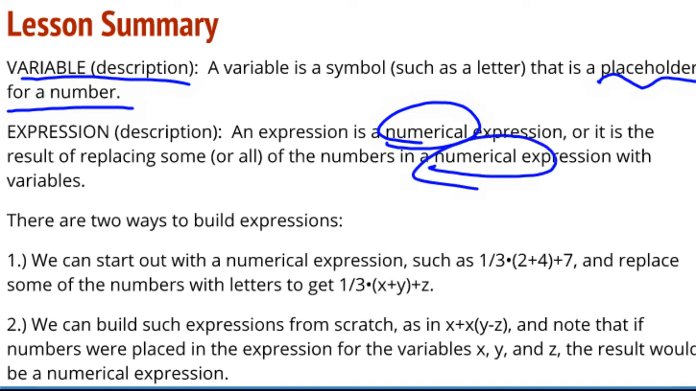So there's two ways to build expressions. We can start out with the numerical expression and replace some of the numbers with letters. So here's an expression, and we have substituted variables in. Another way we can build it is to build it as an algebraic expression, and then we can substitute values in to get the numerical expression.